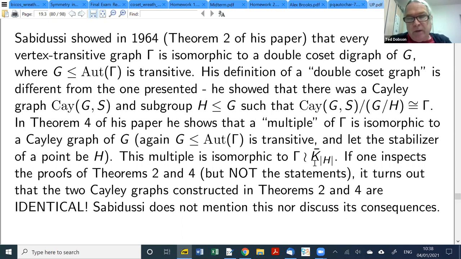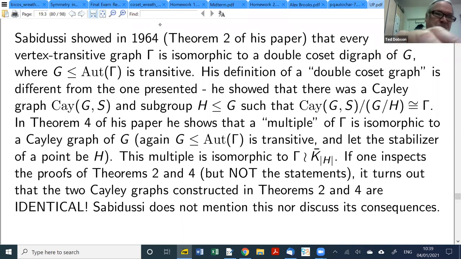Now, if you look at the statements of the theorem, you will not find this out, but if you read the proofs, and I have to say, I don't think reading the proof is enough. It was this time around, my third reading of the proof, that I was actually asking myself, what's the difference between the Cayley graphs in theorem two and theorem four? And if you do that, you'll see that they're actually exactly the same. Now, Sabidussi doesn't mention this and he doesn't discuss its consequences. This is not meant as a criticism. This is just a statement of fact.